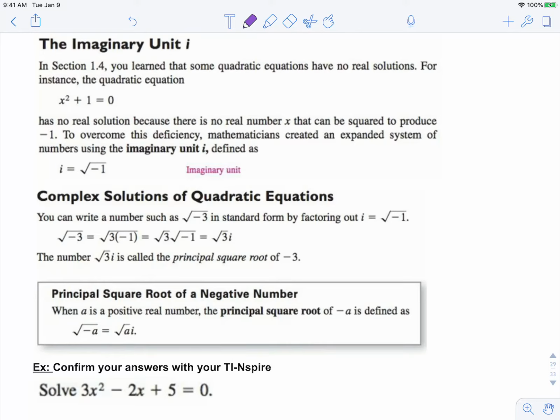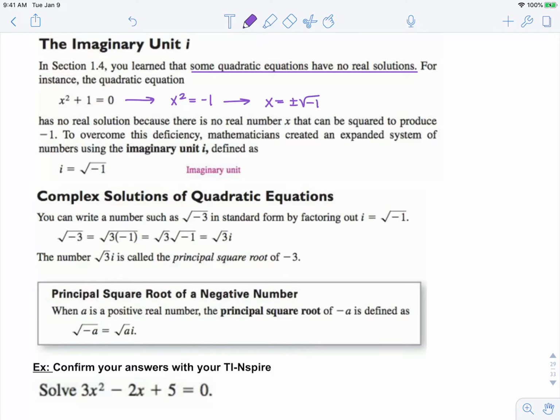Back in Algebra 1, you learned that some quadratic equations have no real solutions. For instance, the quadratic equation x squared plus 1 equals 0. If we tried to solve this, first we would have x squared equals negative 1. And then, extracting square roots, x equals plus or minus square root of negative 1.